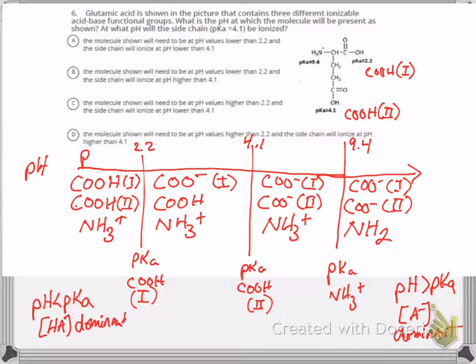The picture shows both carboxylic acids protonated and NH3 plus protonated, so we see the pH less than 2.2 where all acids are present. Then we see that the pH necessary to have the side chain, which is Roman numeral 2, ionized has to be a pH greater than 4.1. Using this information, we would pick B. It's a really important analysis. Make sure you feel comfortable with the pH versus pKa arguments.